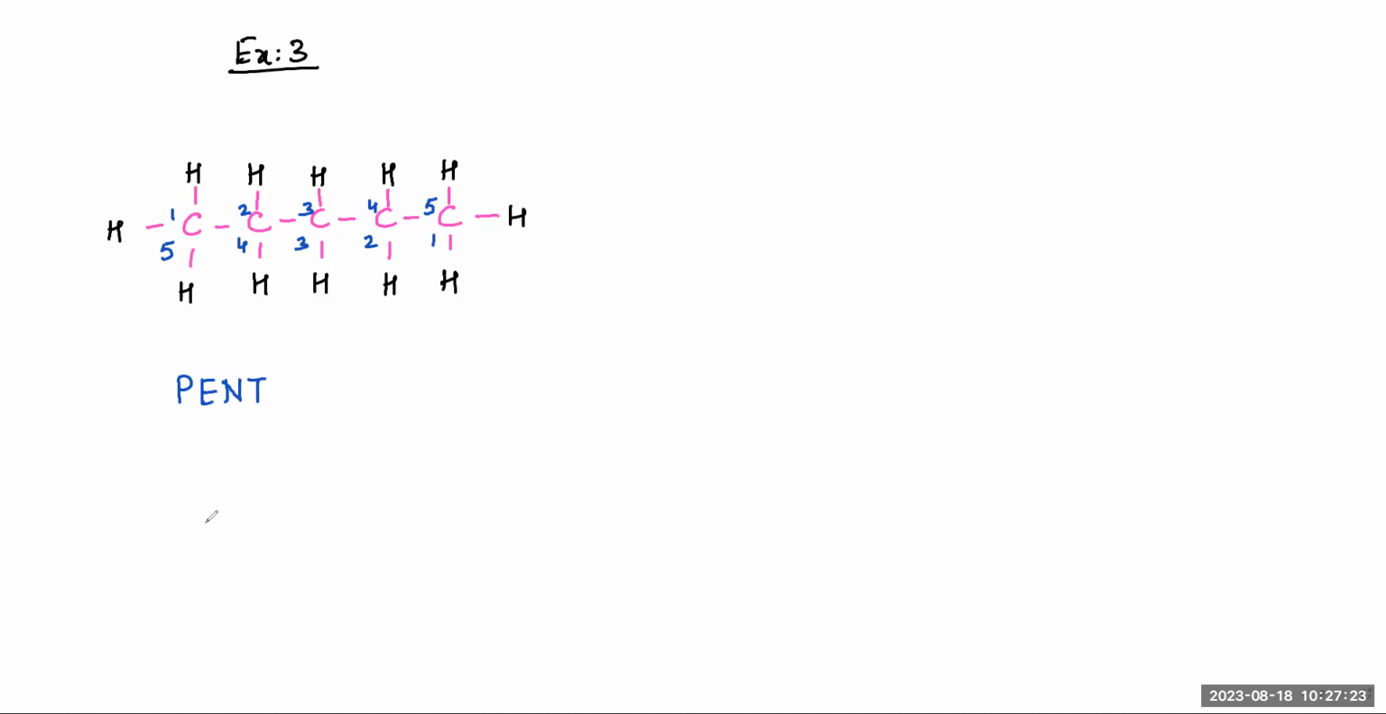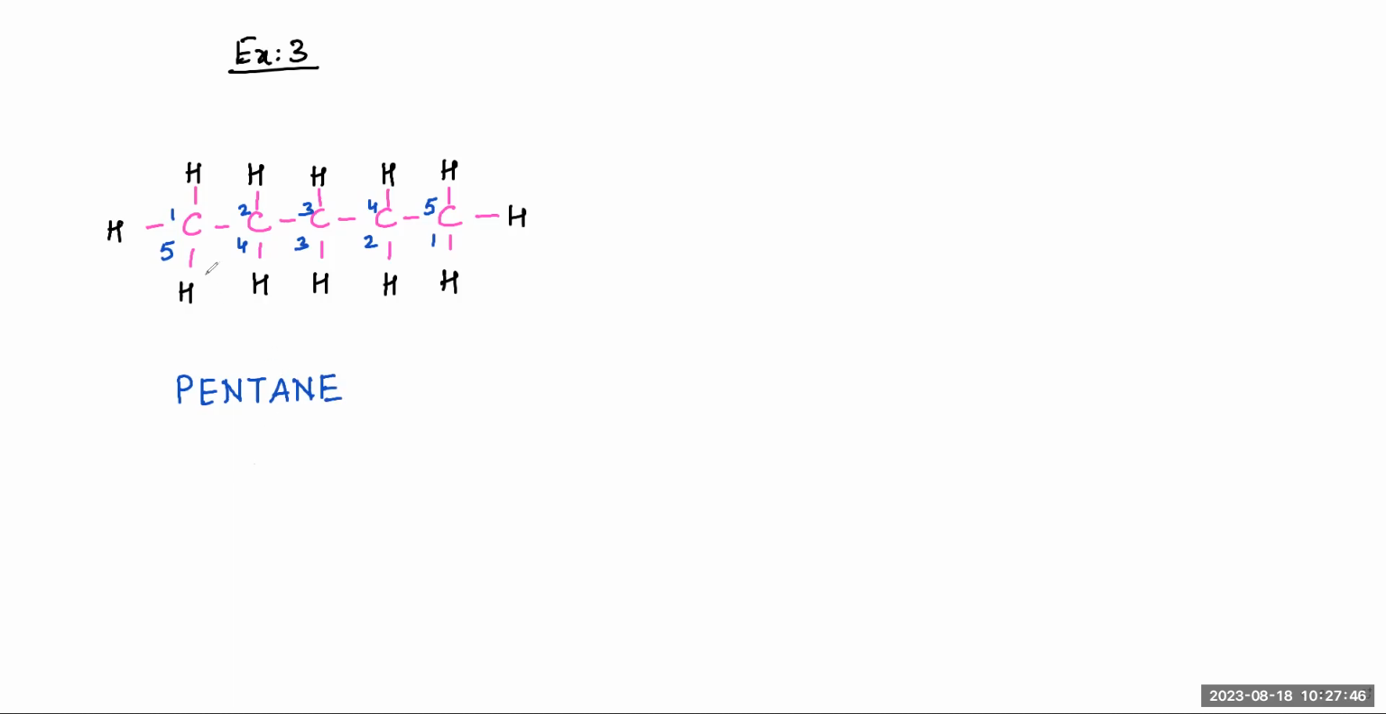Secondly, if you look at the presence of bonds here between the carbon and hydrogen atoms, all the carbons have an attachment of a single bond with the hydrogen atoms here, thereby clearly indicating that this has to be an alkane. So this structure would be called a pentane.